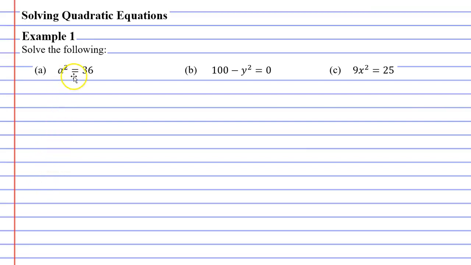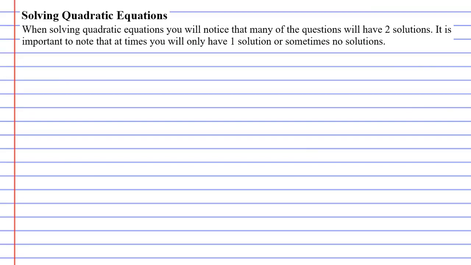Now when people solve these, they make the big mistake of only giving one solution, and I need to talk about that first. So we'll start on a blank page. When solving quadratic equations, you will notice that many of the questions will have two solutions. But it is important to note that at times you will have only one solution, or sometimes no solutions.